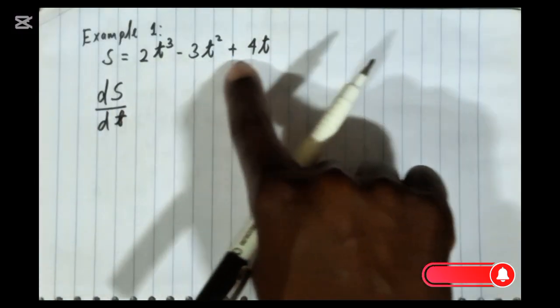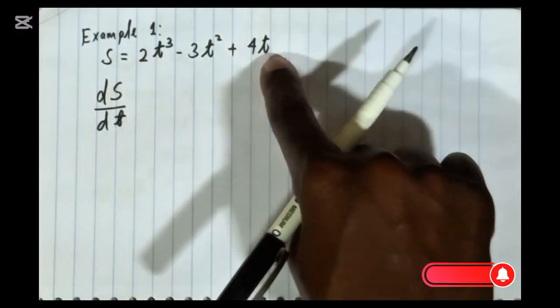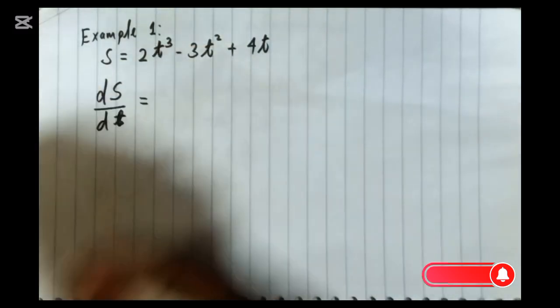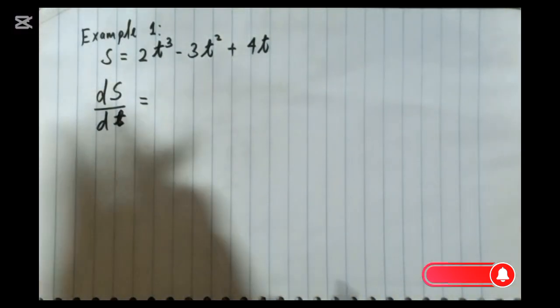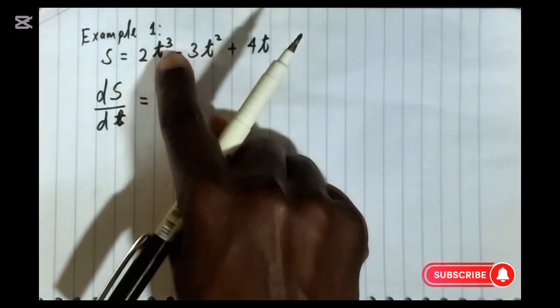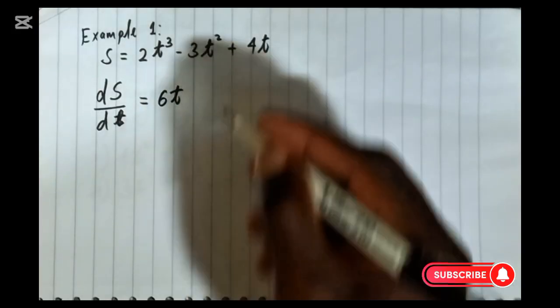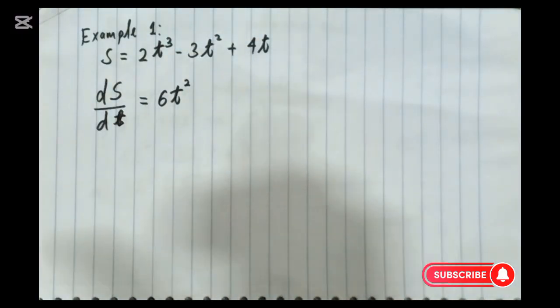So we are deriving the function s with respect to t, as t is the variable. The function is s, and the variable we're trying to derive with respect to is t here. So the derivative of s with respect to t in this particular case will be equal to, we are going to derive each term on its own. Beginning with the first term, it will be 3 times 2, which is 6, t raised to 3 minus 1. 3 minus 1 will be 2. So that is the first term we've derived.